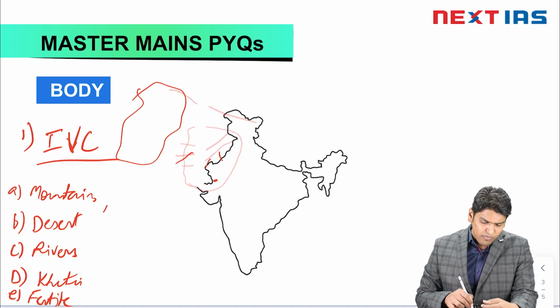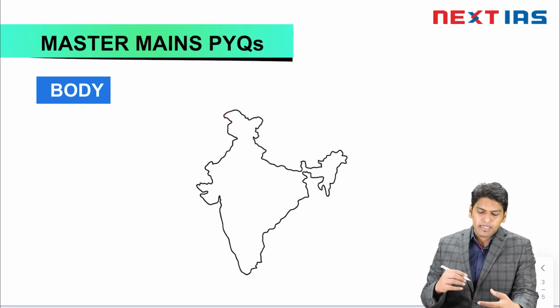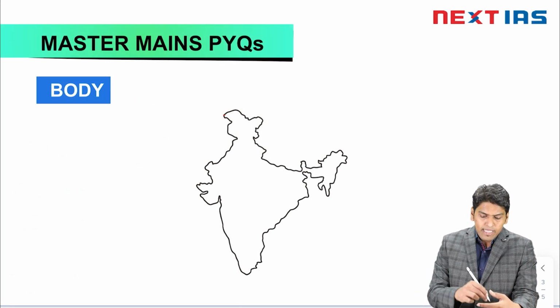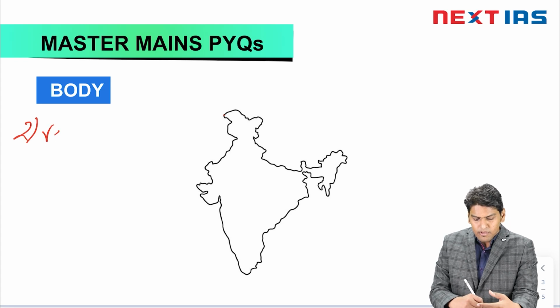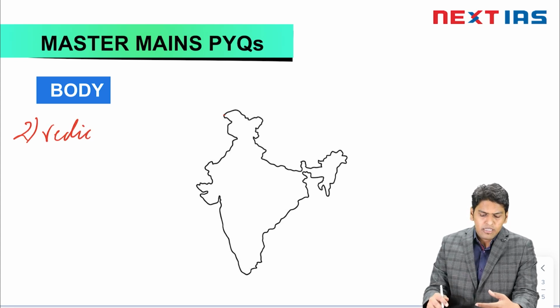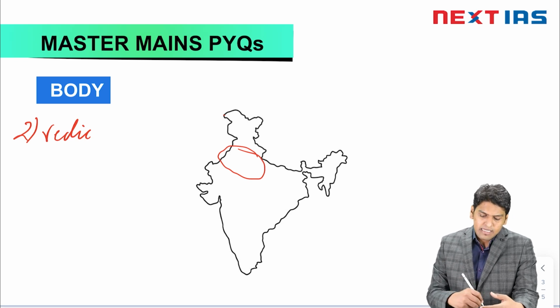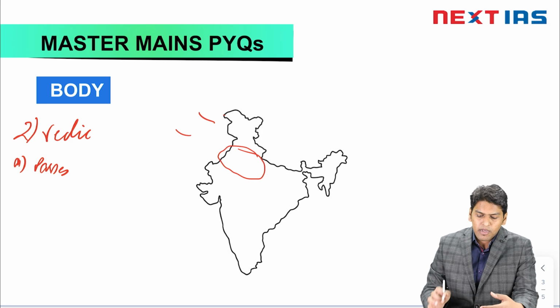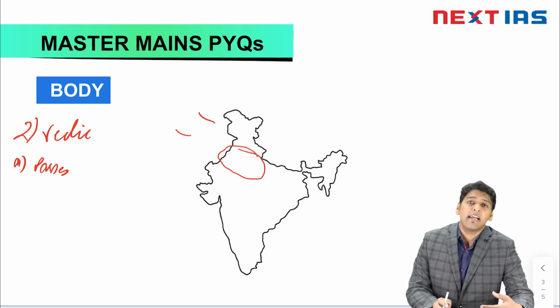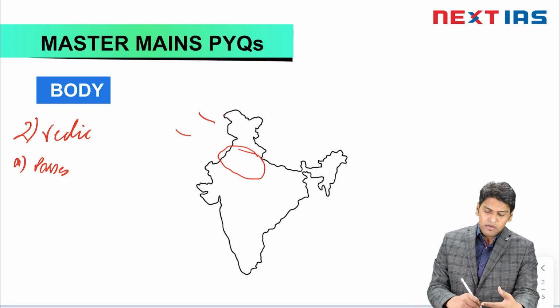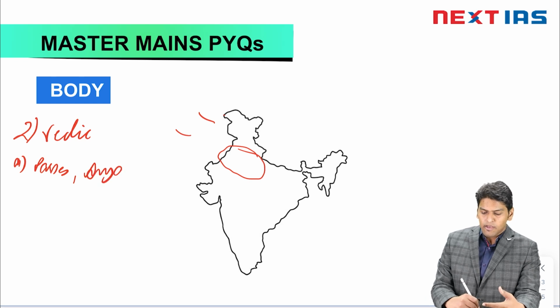Next, as we move chronologically, comes the Vedic age. The expanse of the Vedic age can be roughly estimated like this area. Here we see the passes, the Khyber Pass and Bolan Pass. These passes allowed the advent of the Aryans.